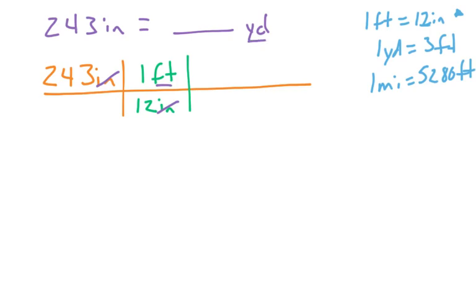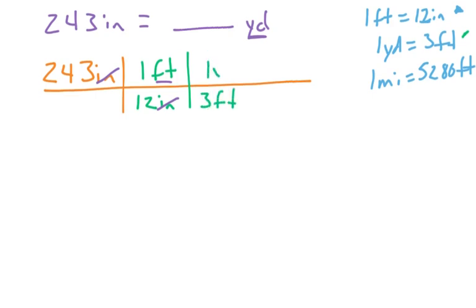Again, I don't want feet though. I'm looking for yards. So I need to do another conversion and see if I can go from feet to yards. And sure enough, I have that conversion here. So again, I have to decide which way to put it in. I need feet to cancel. Feet are currently on top, so I need feet on the bottom to cancel out with the feet that I have on top. The unit I now have left is yards. That's what I'm looking for, so I know I'm done at this point.